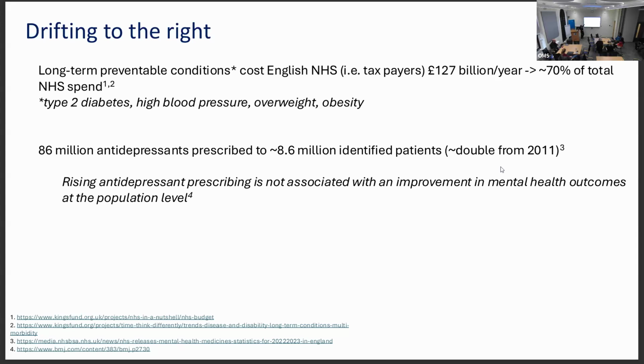86 million antidepressants are prescribed to about 8.6 million people. And I say people, not patients, because they're overprescribed. So that's double from 2011, and it's not associated with any improvement in mental health outcomes. So we're spending a lot of money on these antidepressants, but it's not actually having any material difference on the mental health of the people getting these pills. And again, that's our money. That's taxpayer money that's being paid to prescribe these pills.